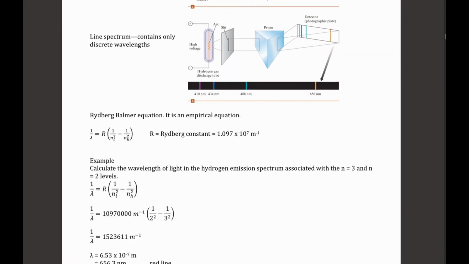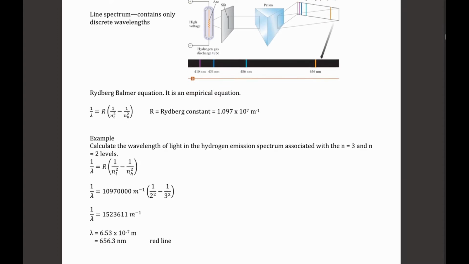Okay, so let's do this example problem. Calculate the wavelength of light in the hydrogen emission spectrum, emission just meaning light is being emitted, given off, associated with the n equals 3 and the n equals 2 levels. I guess we could say n are like levels. Okay, so we use our Rydberg-Balmer equation.